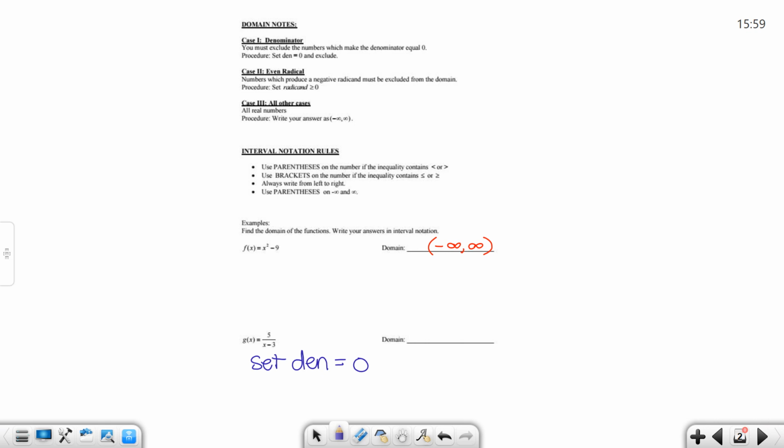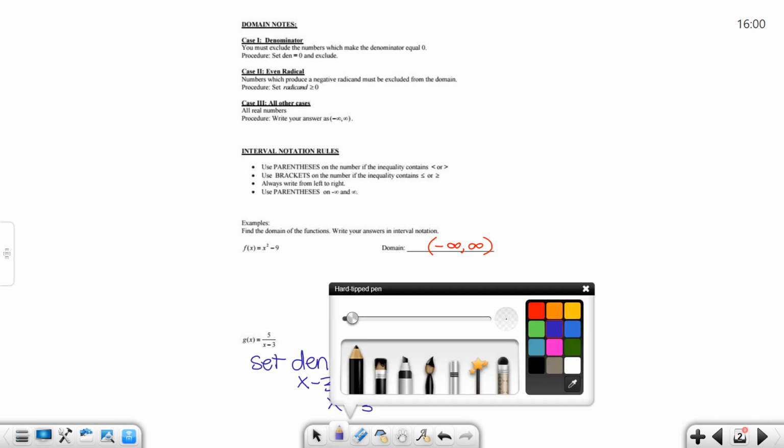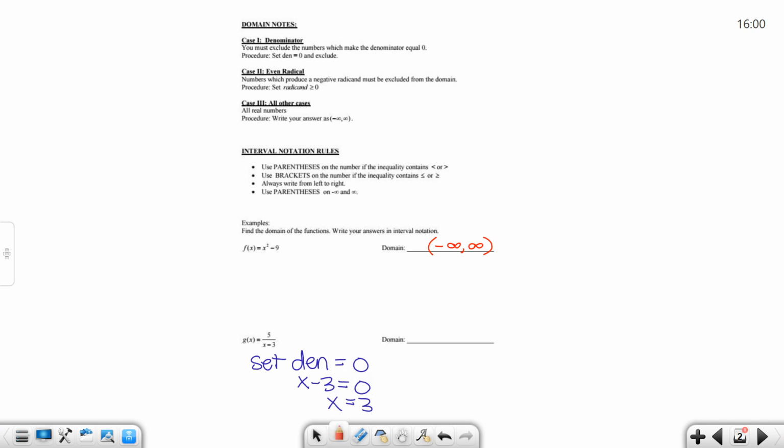So if I set the denominator equal to 0, x minus 3 equals 0, I move the 3 over and x equals 3. But what's special about that is that the 3 is bad. 3 is what makes it undefined, so your answer can't be 3. So you have to write this in interval notation and exclude the 3.